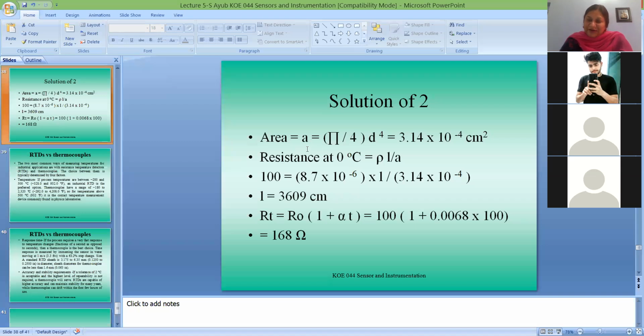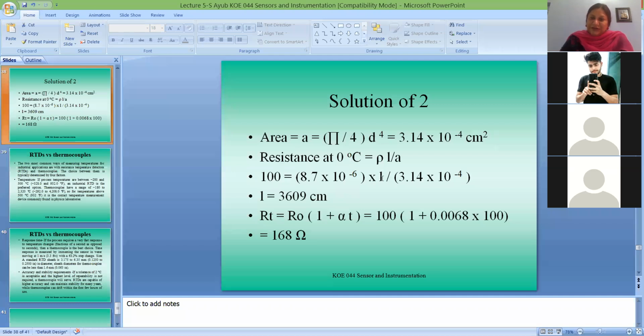So you will first find out the area, that is pi by 4 multiplied by d raised to 2, that is 3.14 into 10 raised to minus 4 centimeters square. Now resistance at 0 degree Celsius is nothing but rho into L upon A. So area you have already found because diameter is given, pi you know 3.14. So you had already calculated A. So you will substitute the value of A. You will substitute the rho, that is resistivity given to you as 8.7 into 10 raised to minus 6, and resistance at 0 degree Celsius is also given, that is 100.